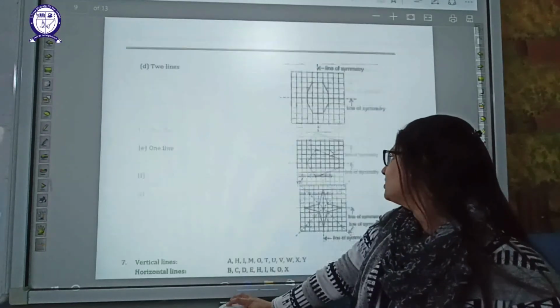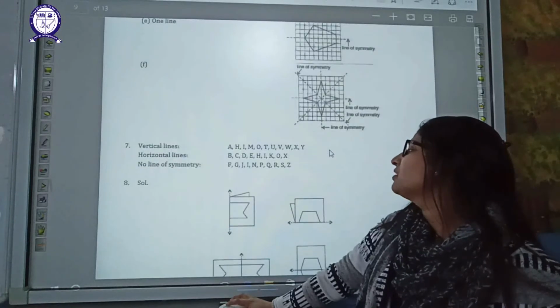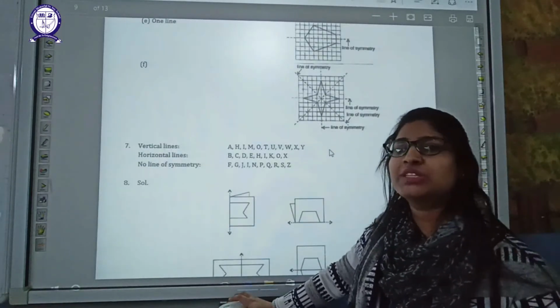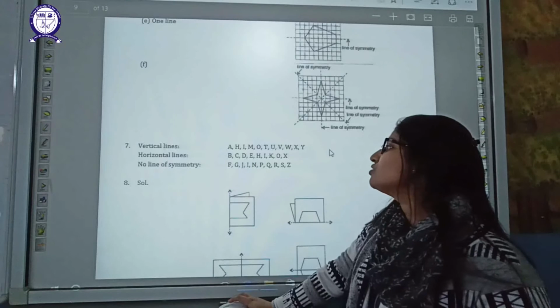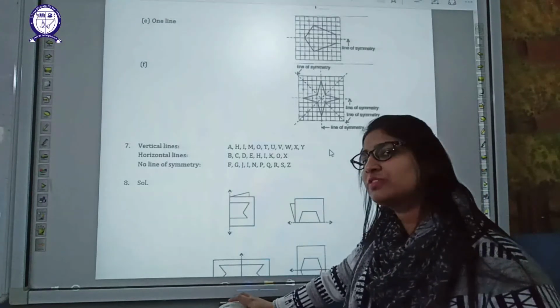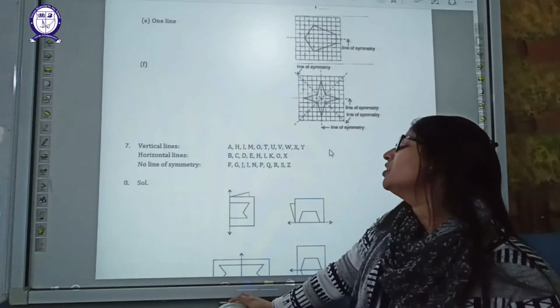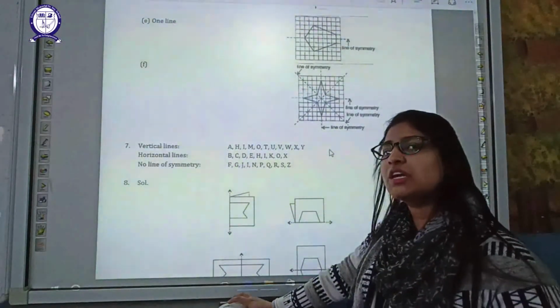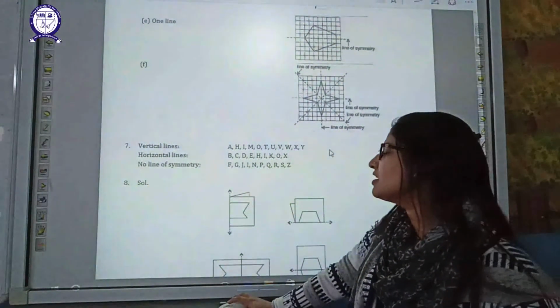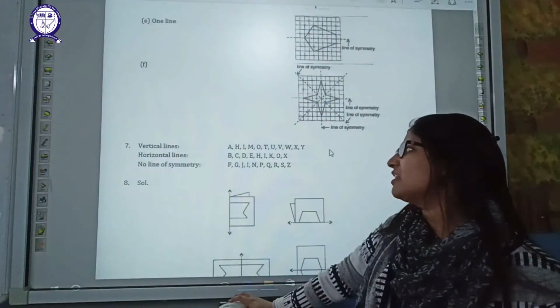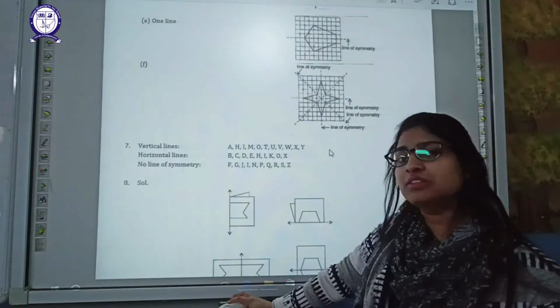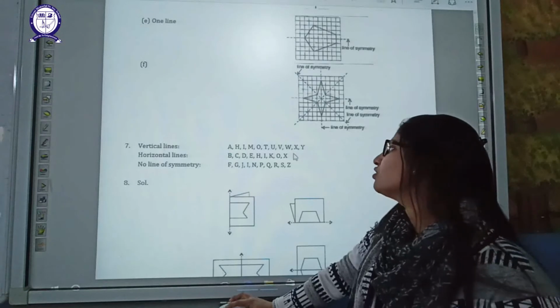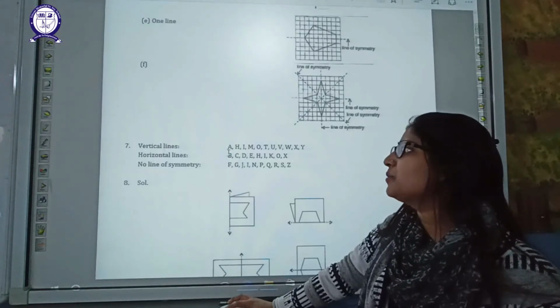Okay, now students, here is the thing: as you know, alphabets also have lines of symmetry. Most of the alphabets have a line of symmetry. You have to check which alphabet has which line of symmetry. Vertical line of symmetry, horizontal line of symmetry, and some of the alphabets you will find have no line of symmetry. Okay, so first of all, let's start from the alphabet A.